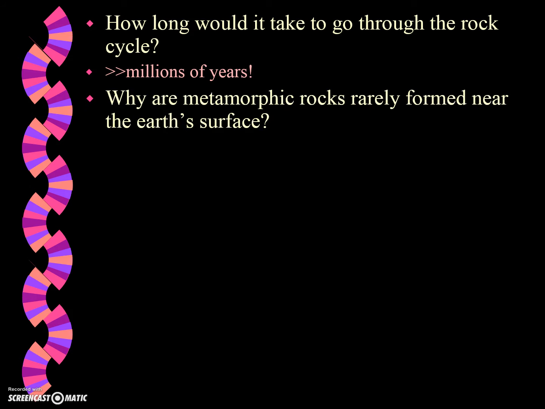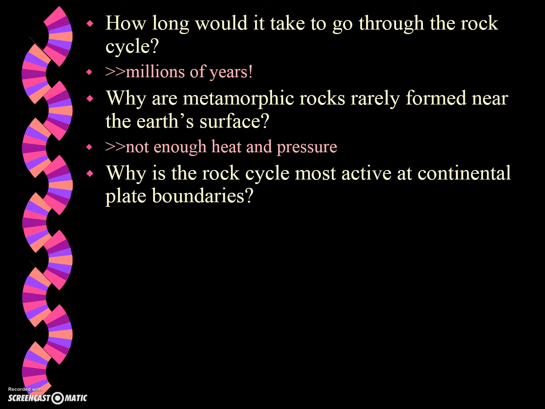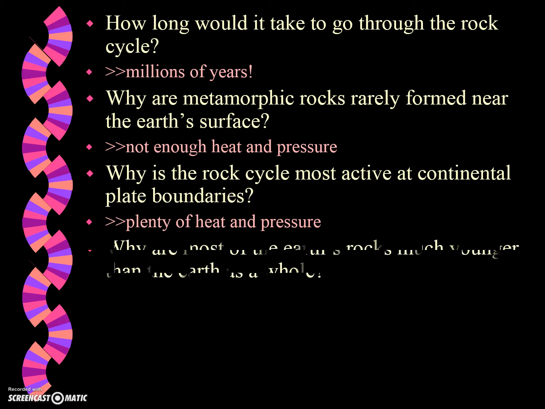Why are metamorphic rocks rarely formed near the Earth's surface? Because there's not enough heat and pressure for them to form. Why is the rock cycle most active at continental plate boundaries? Because there's a ton of heat and pressure going on.